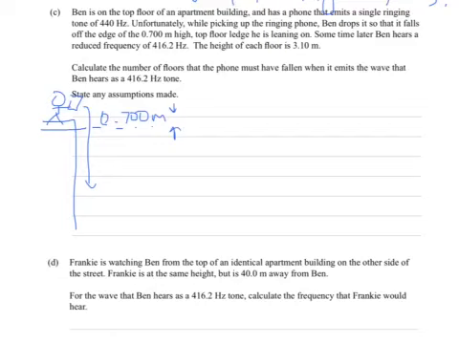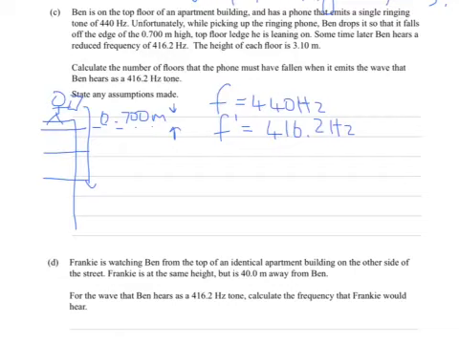So let's just write these down. Our f is equal to 440 Hertz. We know we're going to deal with the Doppler effect formula. Our f dash, our f as it's heard, is 416.2 Hertz. The height of each floor is 3.10 meters. So every floor, we'll just call that h, which equals this.